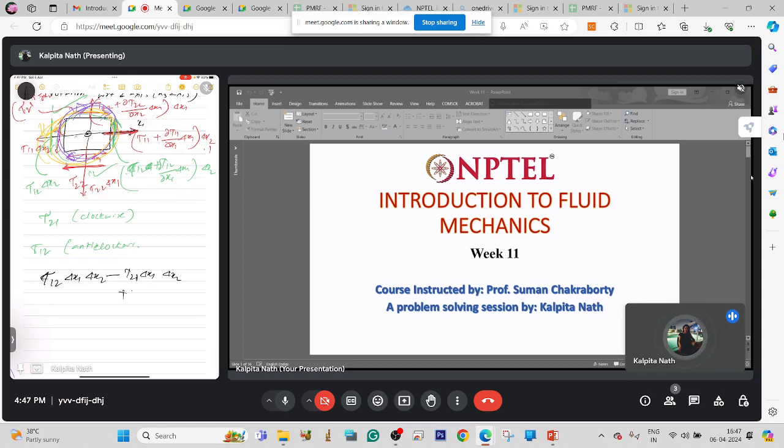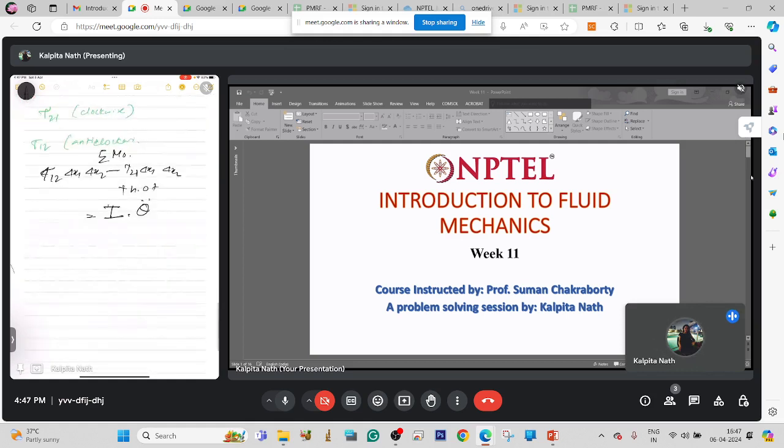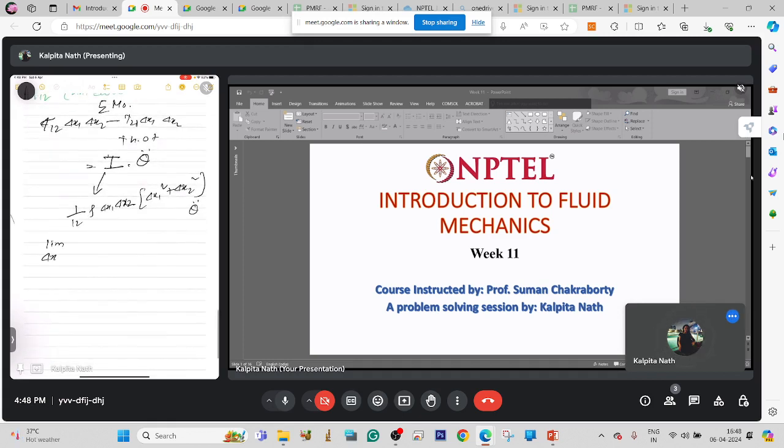plus higher order terms, is equal to the moment of inertia multiplied by angular acceleration. Is it not? So this is the sum of all moments about that point O, and that is equal to the moment of inertia multiplied by angular acceleration. Moment of inertia in that axis only. So we can write this. There is a formula: 1 upon 12, density into mass, del x1 del x2, multiplied by one arm squared plus the other arm squared, multiplied by theta dot, that is the angular acceleration. Now we will take the limit del x1 del x2 tends to 0.